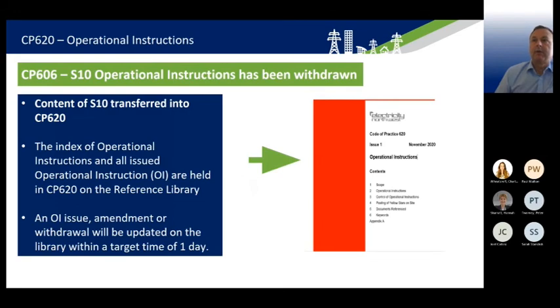So, as I said before, S10 for operation instructions has been withdrawn, and there's a new code of practice 620. So that will have all the operational instructions on the secure site in the library, which you'll have access to. So any changes to operation instructions, newly issued, amended, or withdrawn, will be updated on that secure site pretty soon after they've been issued. So that's trying to keep things a bit more real time.